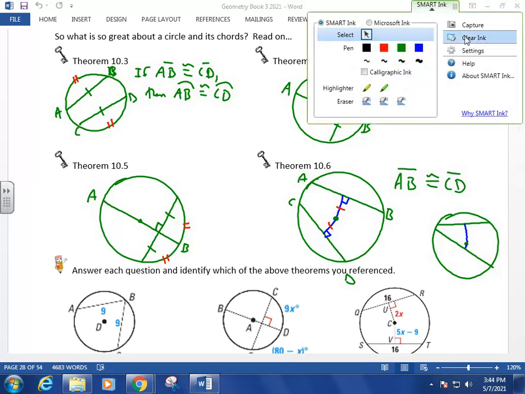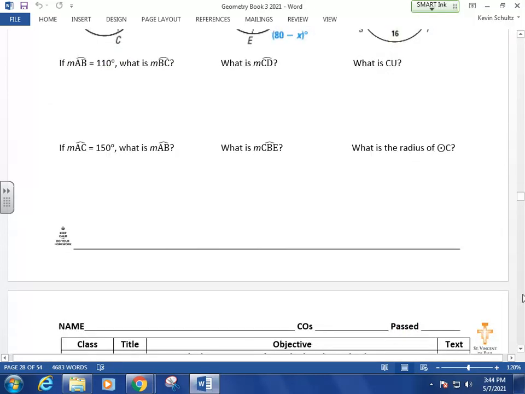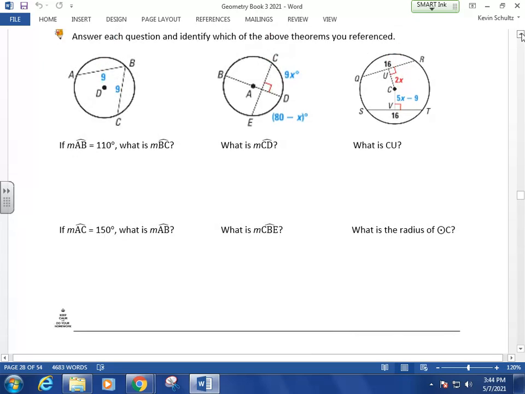And it's those theorems that have prepared us to answer these questions down below. Answer each question and identify which of the above theorems you reference. So just kind of get you started here, let's look at the first one. If the measure of arc AB, so let's identify arc AB, if that's 110 degrees, what is the measure of arc BC?